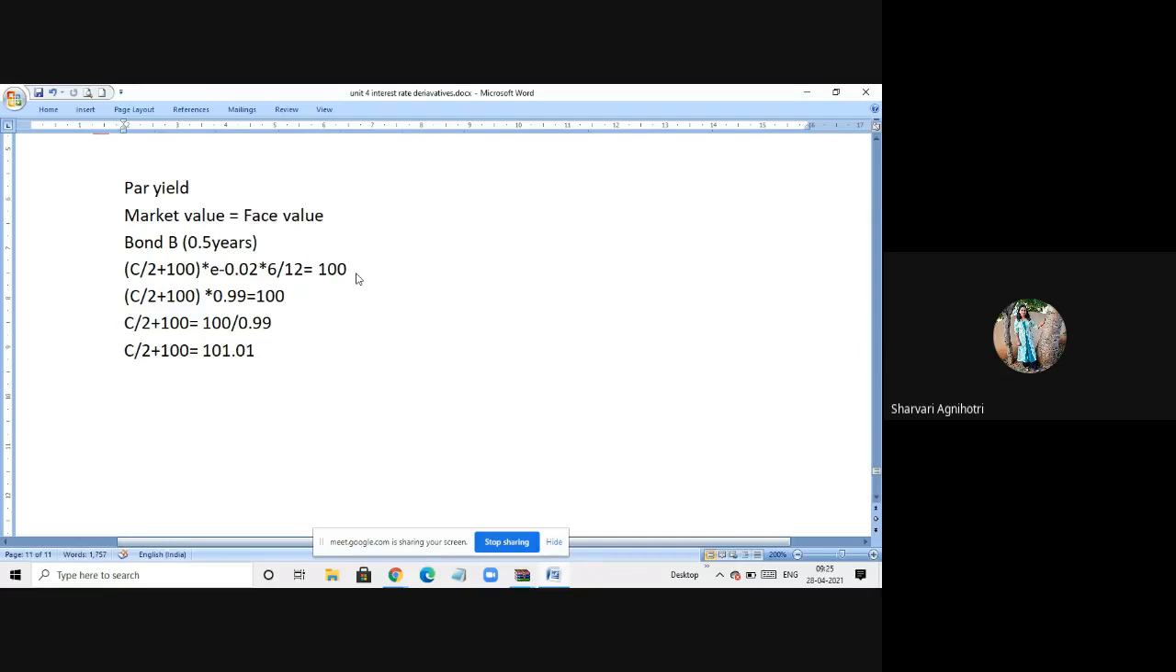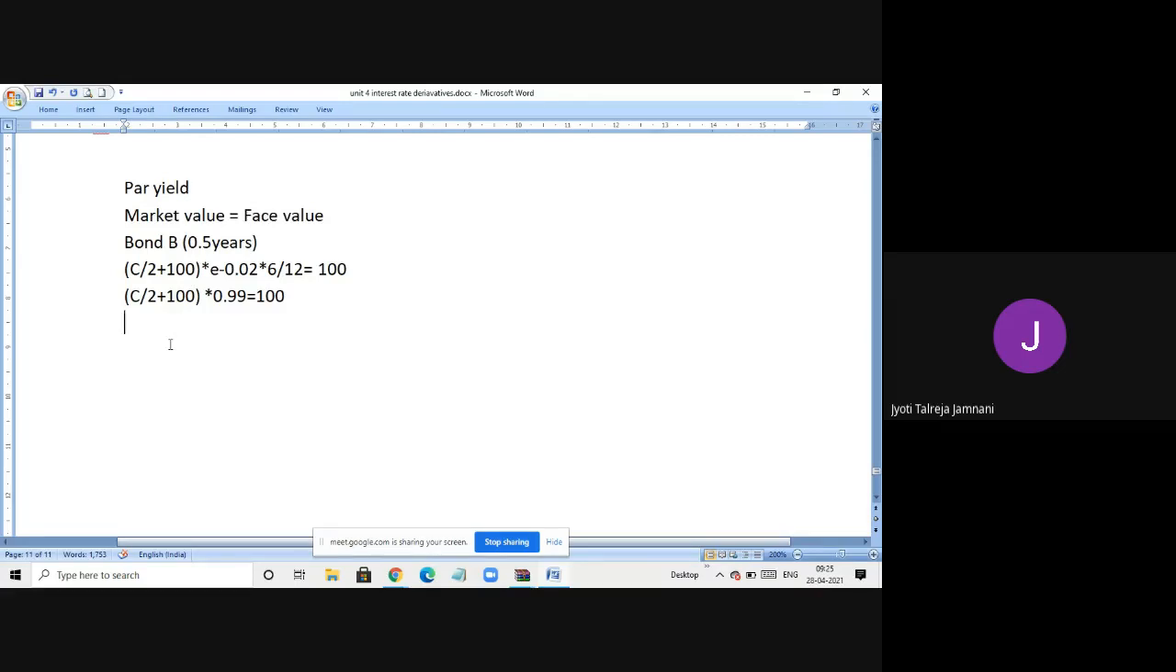1 second, I missed out on certain things. First, we'll have to multiply this 0.99 with this bracket and then take it this side, because it is C by 2 plus 100 into 0.99. So first we will multiply and then see what has to be taken on the other side.